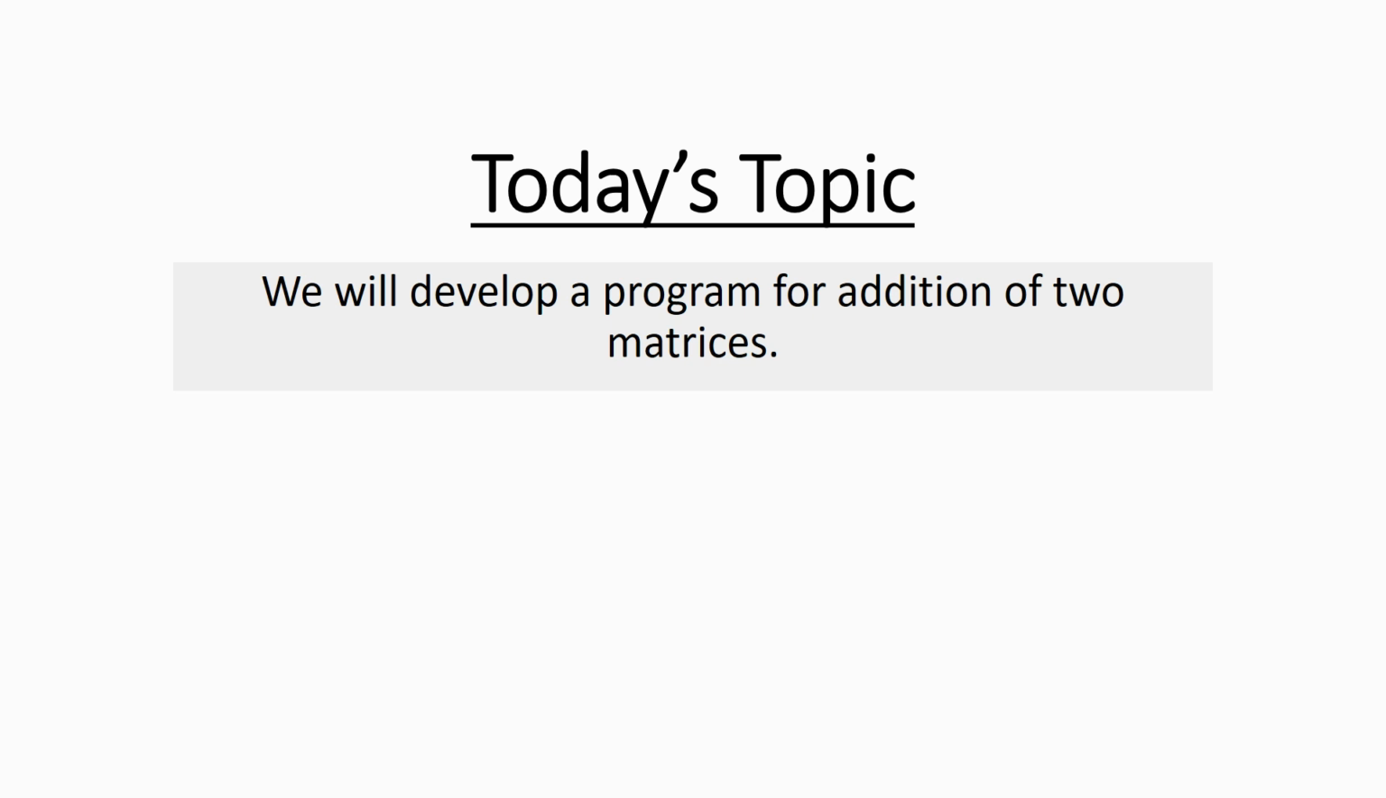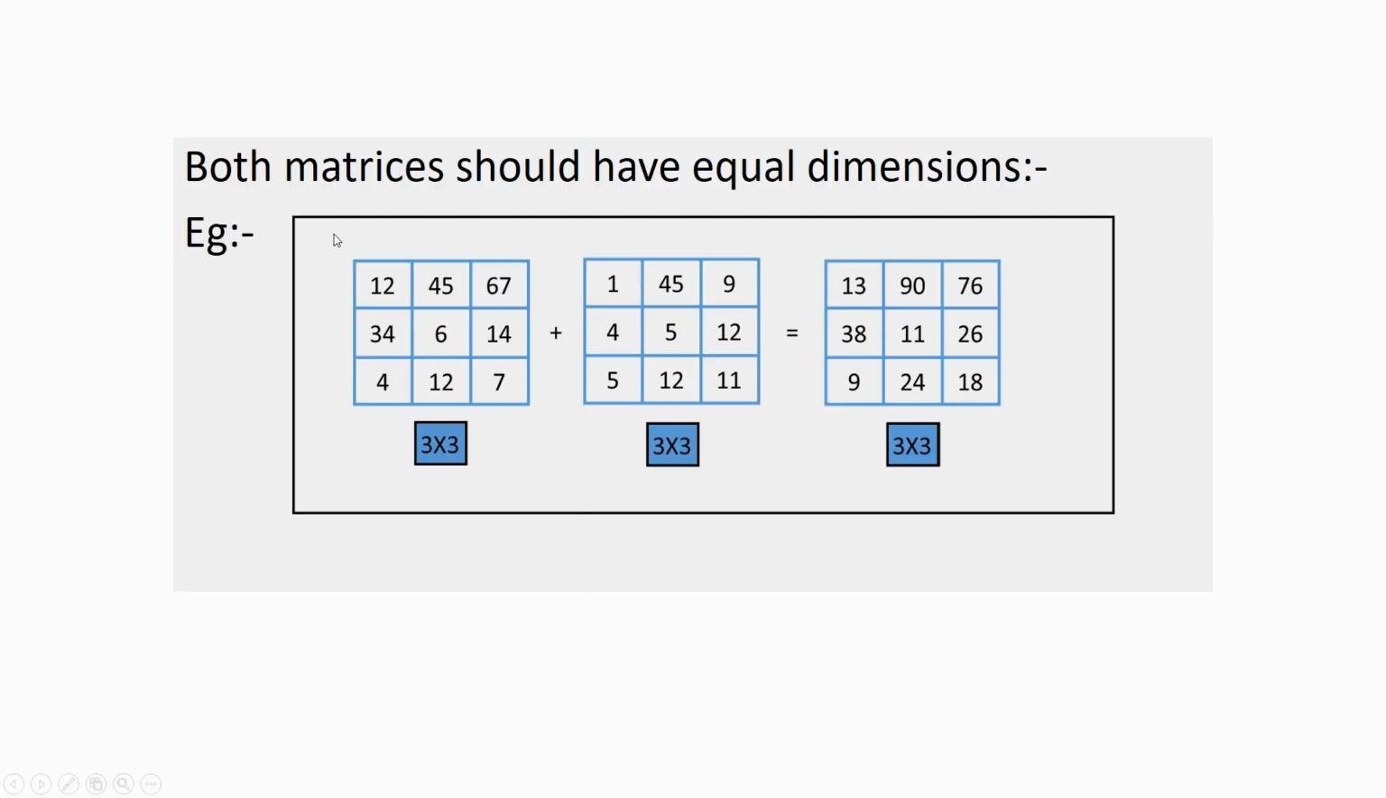Now for addition of two matrices we need a basic rule, and that is that both the matrices should have equal dimensions. What I mean by this is, this is a 3 by 3 matrix, so even the second matrix should be of the same dimension, that is 3 by 3. So if it is a 3 by 2, then the second matrix should also be of 3 by 2. So this is the basic condition for adding two matrices.